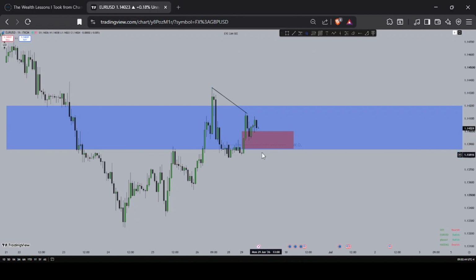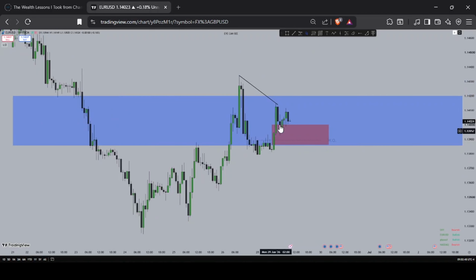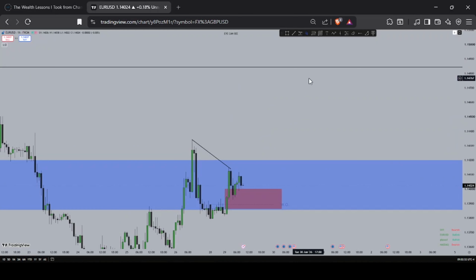So for now, I'm still observing. I'll be keeping my eyes open. I'll be looking at what price is trying to do at this moment. But if price continues going high and invalidates this, remember this is my target here, the equilibrium of the range. So I'll be looking if price can rebalance to the equilibrium.